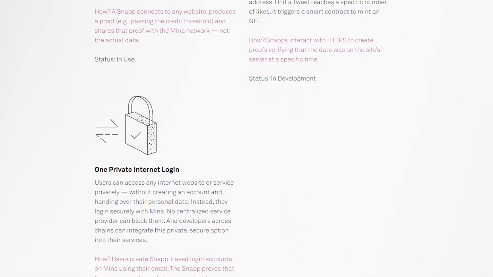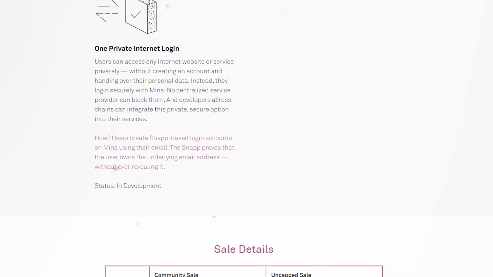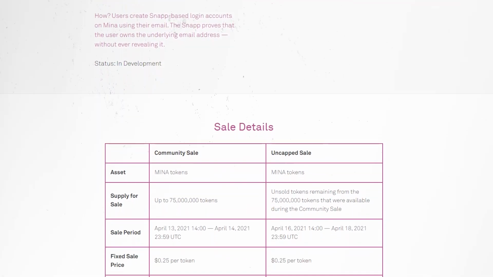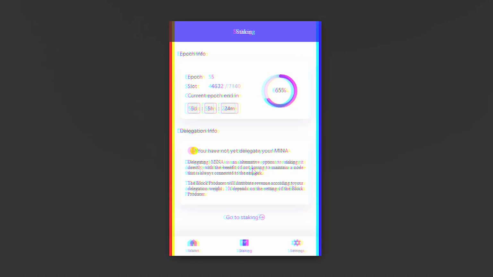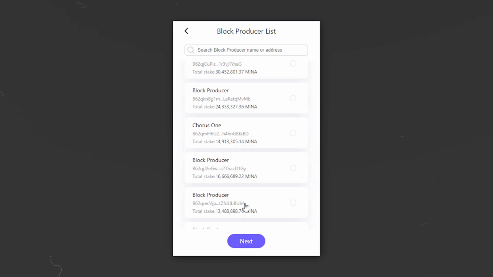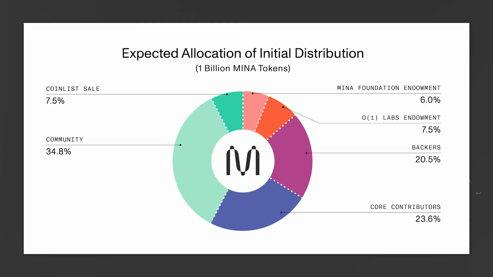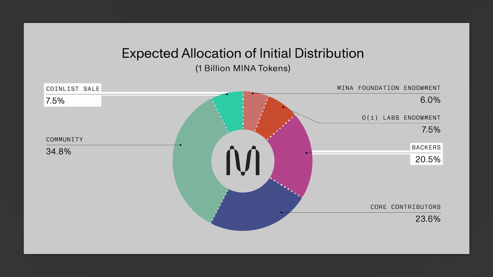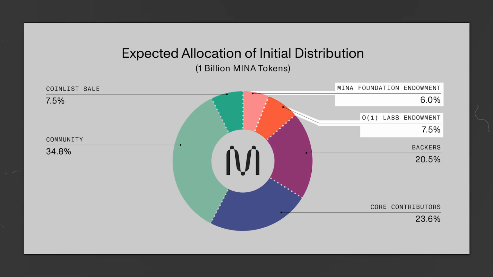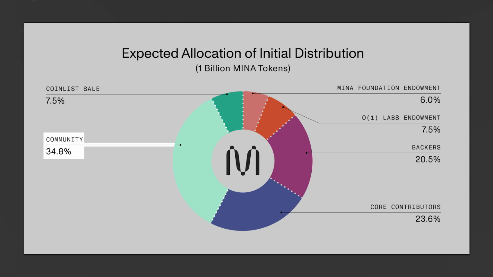The MINA token, which was recently sold on the Coinlist platform, was an important part of the project needed to launch the main network. You can already delegate your MINA tokens and get the staking profits. With a total initial supply of 1 billion MINA tokens, 28% has been allocated to early investors and token sales on Coinlist. About 13.5% are in the MINA Foundation and O1 Labs, some of which will be used to expand the network of validators. The biggest part, over 34%, was distributed to the community mainly in the form of stake for validators.